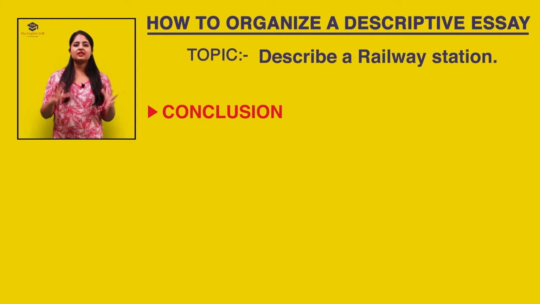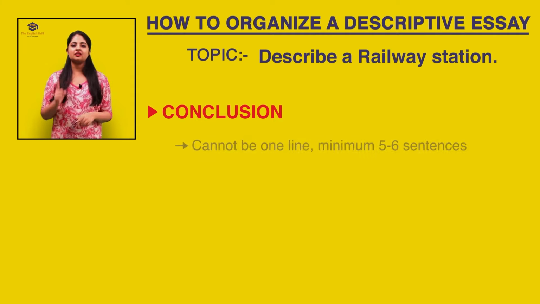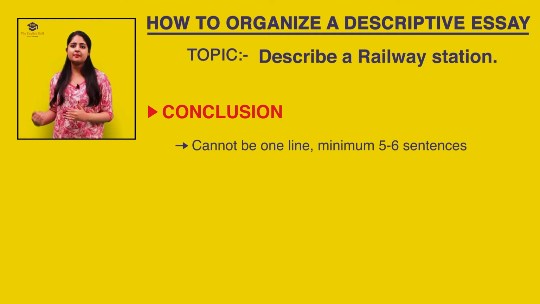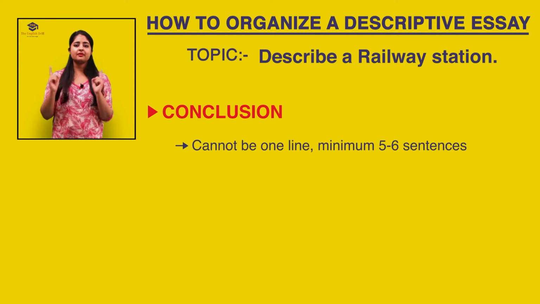First of all, your conclusion cannot be one line. Many students write the conclusion in just one line or one sentence and it's over. But one sentence is not one paragraph. Your conclusion has to be a separate paragraph because you have separate marks for your conclusion.